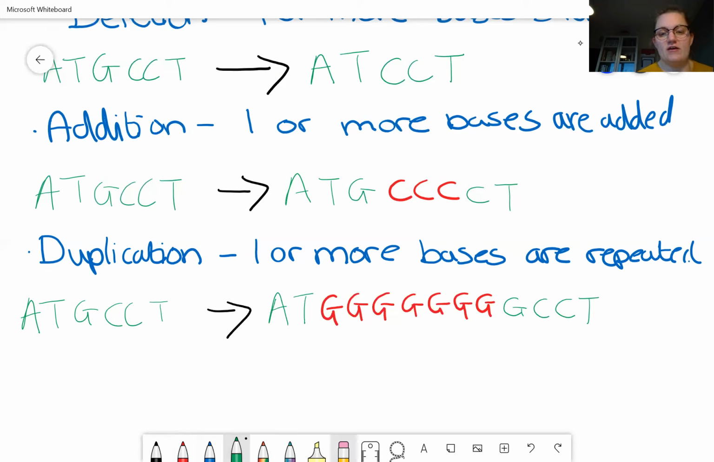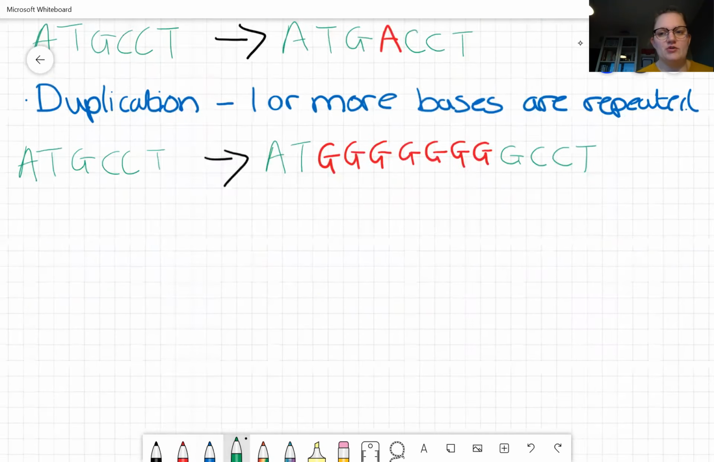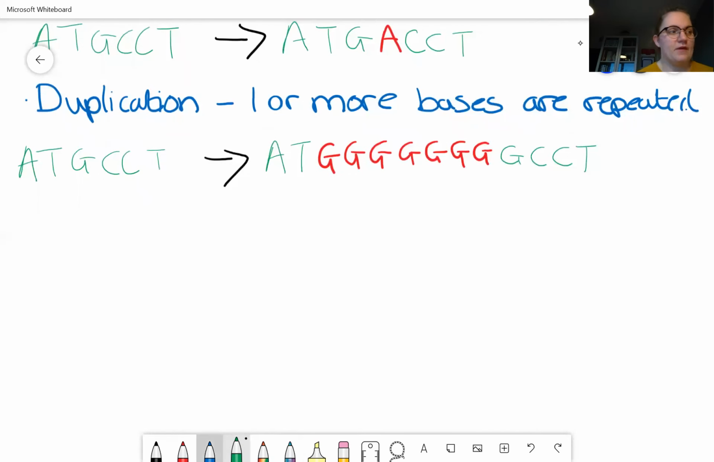Technically, my addition I've done up there could also be a duplication. So I'm going to change this one to make it clearer that it's an addition. So we could have A, T, G, A, C, C, T. So to just define those ones a little bit clearer. Duplication, one or more bases are repeated.